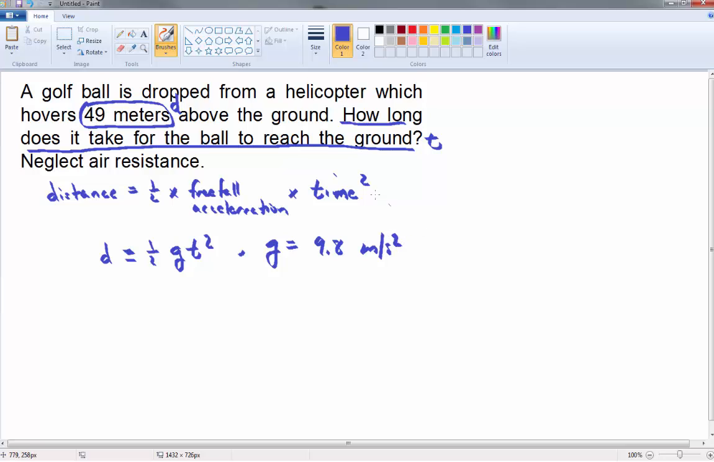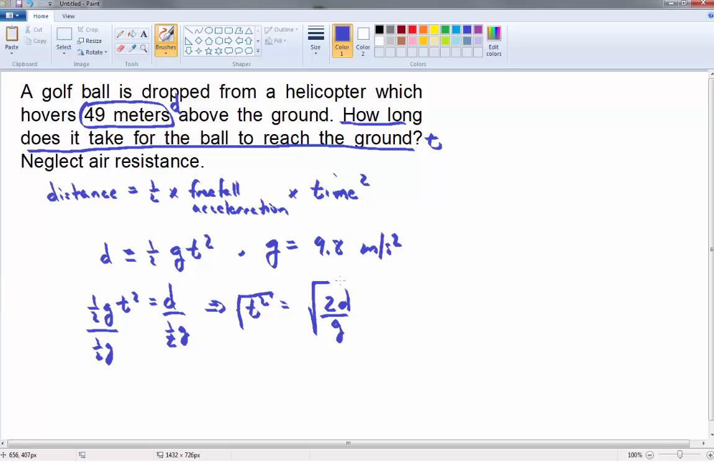So we want to find the time. That means we've got to rearrange this equation. So if you have 1/2 gt squared is equal to d, you can divide both sides of that by 1/2 of g. And what that gives you is that t squared is equal to 2d over g. So to get rid of the t squared, we take a square root of both sides. And what you're left with is that t is equal to square root of 2d over g.